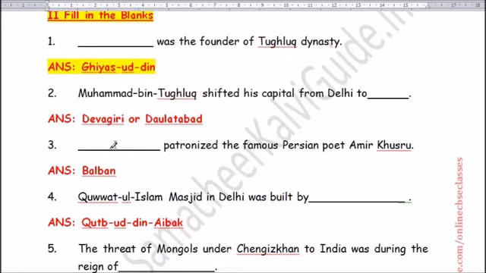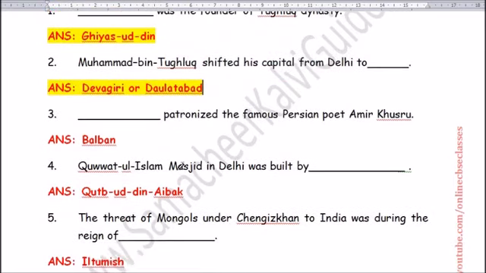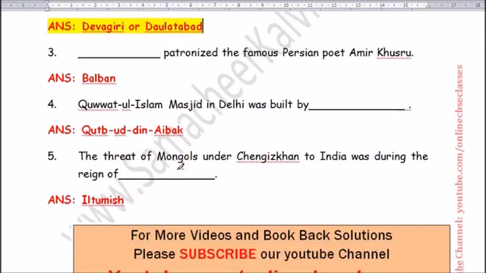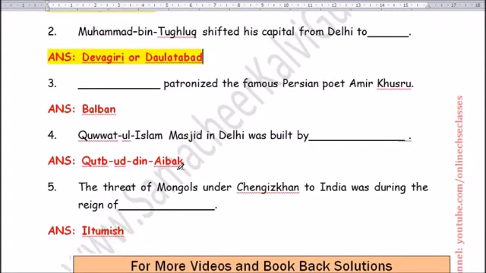Question number 2. Muhammad bin Tughlaq shifted his capital from Delhi to dash. Answer is Devagiri or Daulatabad. Muhammad bin Tughlaq shifted his capital from Delhi to Devagiri or Daulatabad.